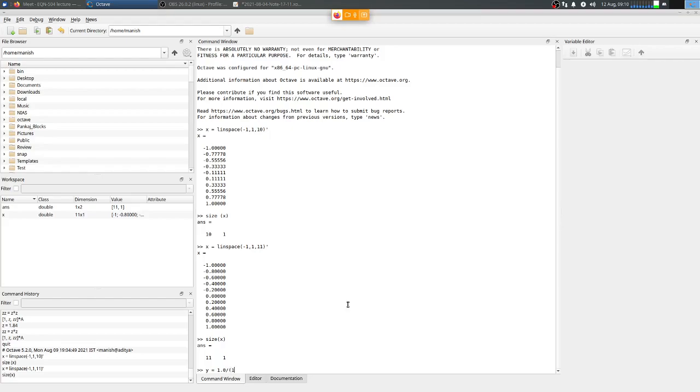1.0 divided by 1.0 plus 25 multiplied by x. So this dot and star represents element by element multiplication. Otherwise x multiplied by x, an 11 by 1 vector multiplying with another 11 by 1 vector, is a mathematically invalid operation. So what we need to do is we are looking at x squared.